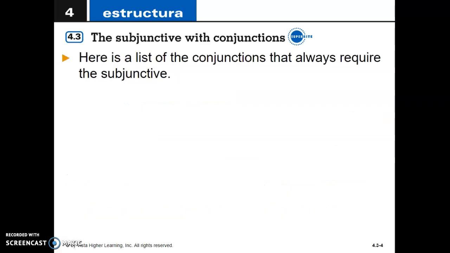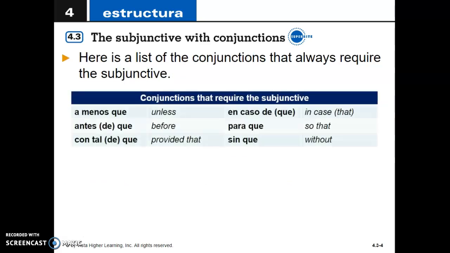Here's a list of conjunctions that always require the subjunctive after them. You will want to know these as the ones that require subjunctive after them: a menos que, antes de que, con tal de que, en caso de que, para que, sin que. All of these have an essence of doubt about them, an essence of uncertainty.